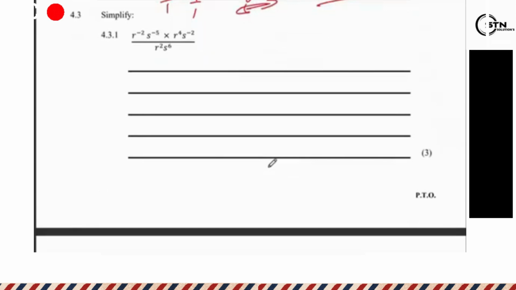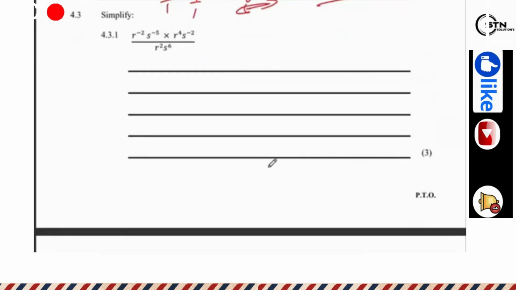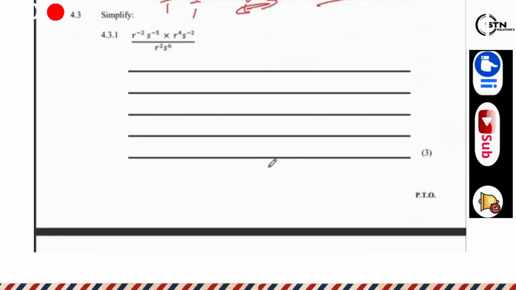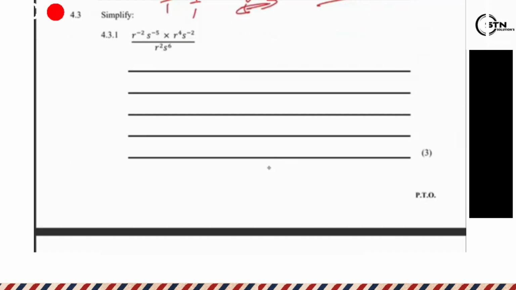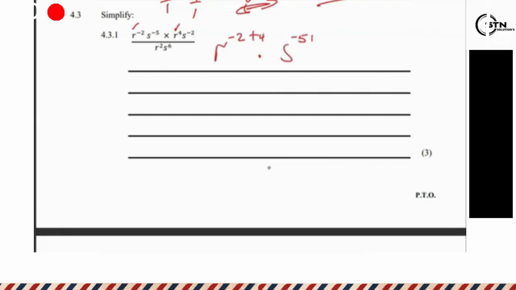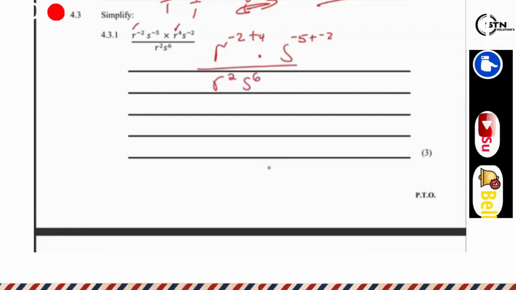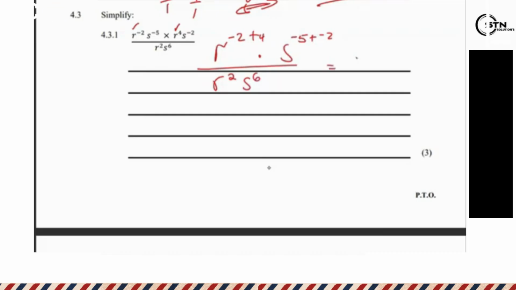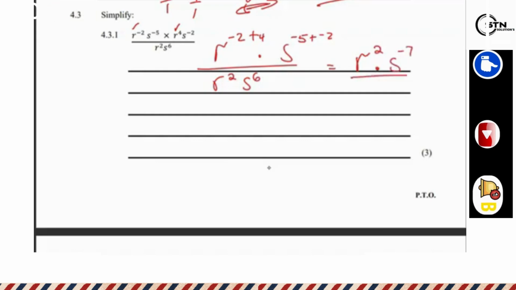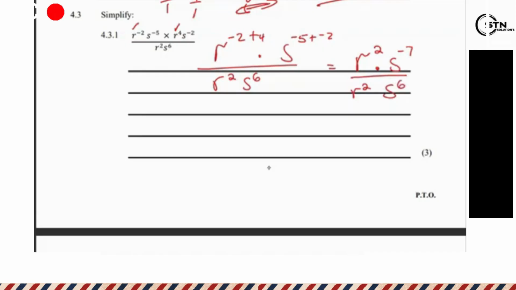4.3. Simplify this. So from the laws of exponents, we know that when we are multiplying numbers with the same base, you must add up the exponents, and when you're dividing, you must subtract the exponents. Okay, so let's start with the top ones. This is r and r, so it's going to be r to the negative 2 plus 4. s to the negative 5 plus negative 2, over r squared s to the 6. Okay, so this becomes r to the 2 s to the negative 7 over r squared s to the 6.